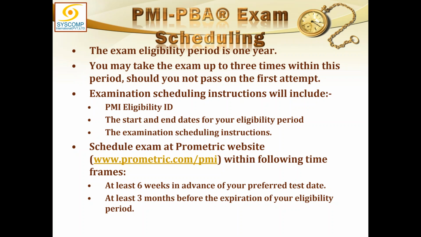So the precaution is that if your eligibility criteria expiration date is nearing, 3 months before the expiry, you must book your exam date anyway. So 3 months is a very, very safe bet. And there are high chances that you will be able to find a nice date in the next 3 months and sit the exam. But if you ask me, I would suggest do not wait for the last month.